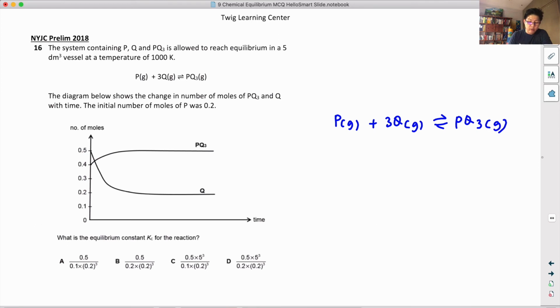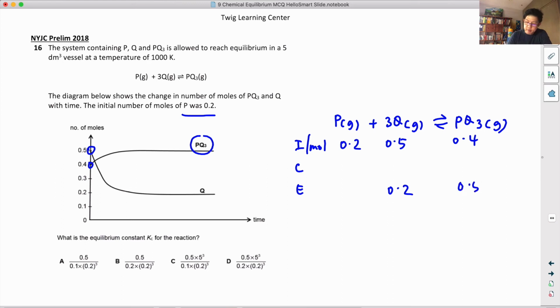Okay, you start with Q, you started with 0.5. I will put down 0.5. I'm doing moles again. All right, moles. Okay, P, they say the initial moles of P was 0.2. PQ3 initially was actually 0.4. Can you see that? All right. So at equilibrium Q is 0.2. And at equilibrium PQ3 is 0.5.